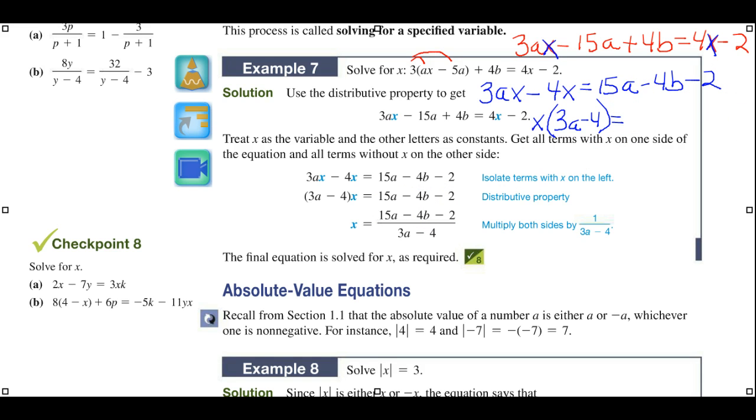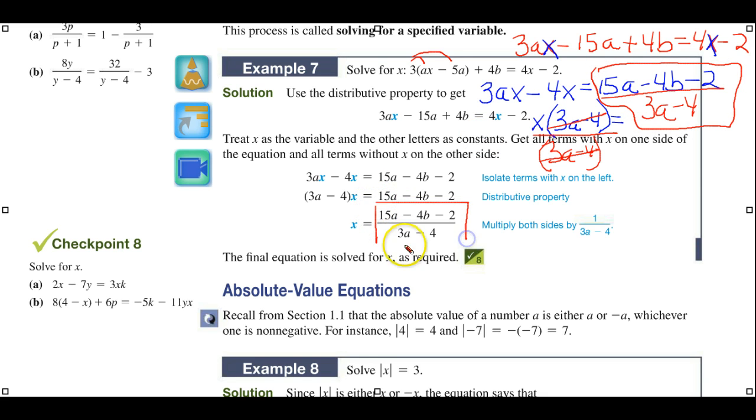So now, how do I get the x by itself? Well, I divide this 3a minus 4 on both sides, 3a minus 4. Now I don't need parentheses, and I don't need it here either. But since I'm going to cancel out this factor, I have it on this side. So what does x equal? Well, x equals this, which is what we have nicely over there.